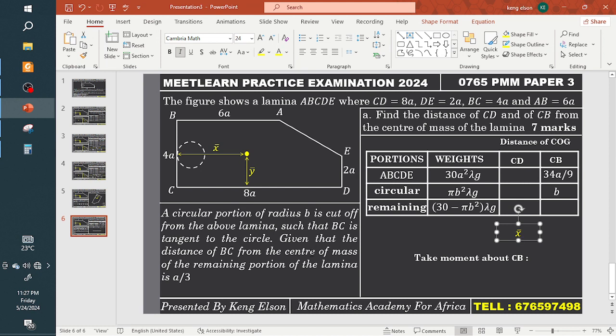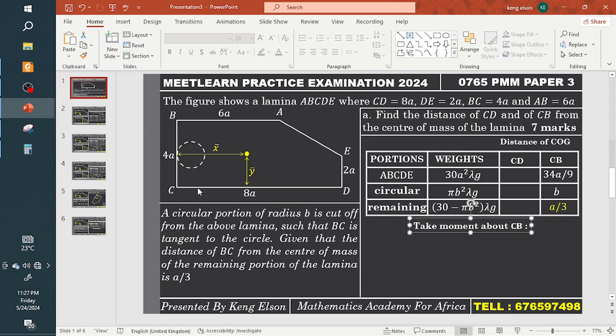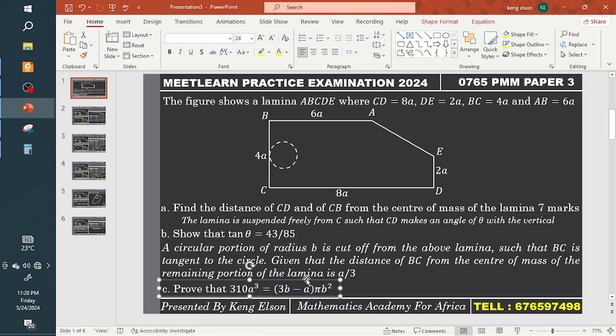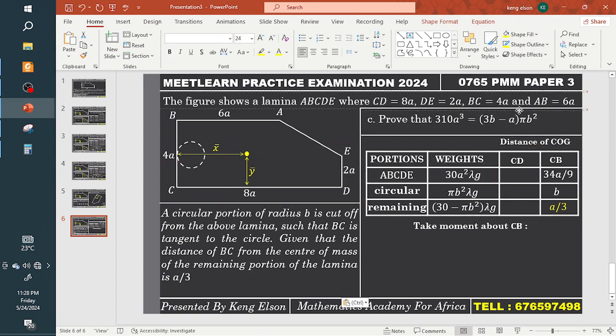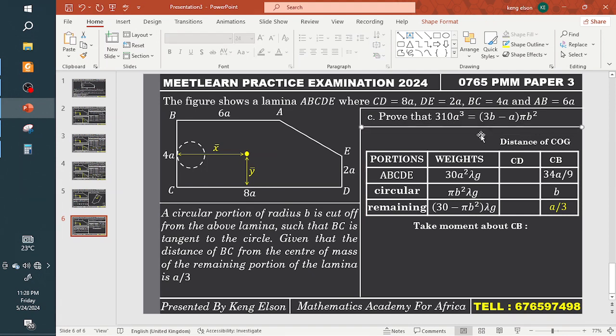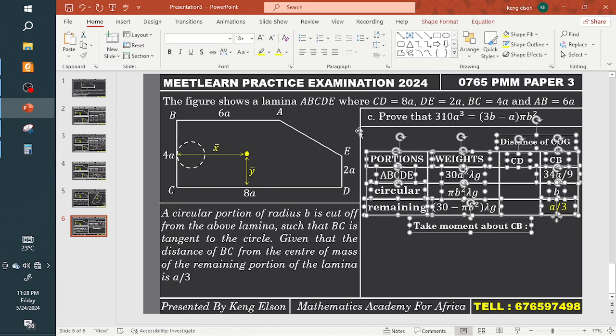Now the distance of the center of mass of the remaining from BC is a over 3. It was given to us already in the equation. Alright, so let's take moments about CB again and see the proof. Let's see what we are proving. We are proving this, so just copy it here, delete this and paste here, and then shift everything up.